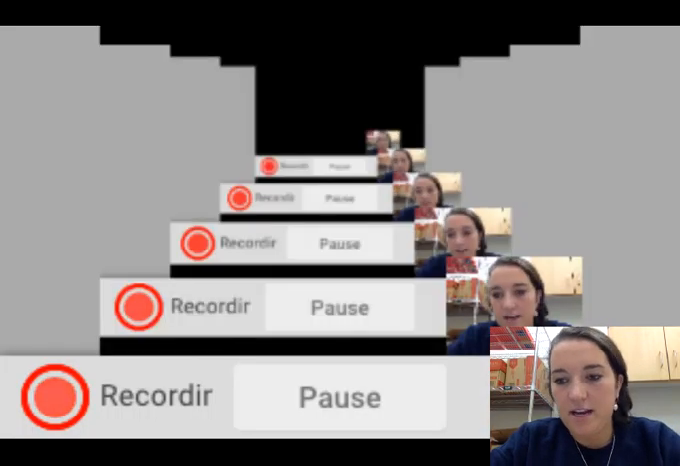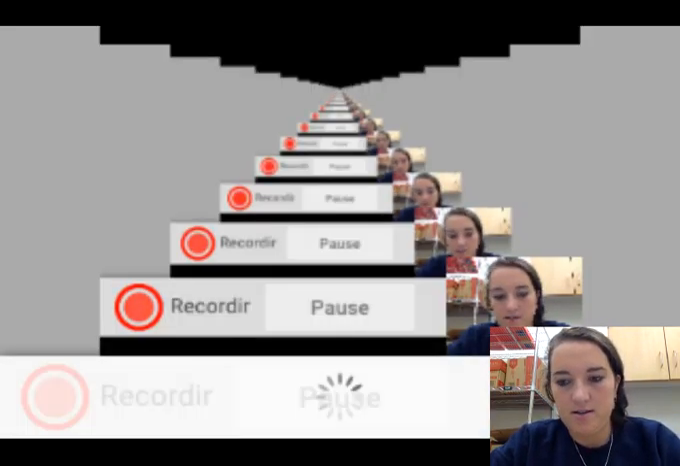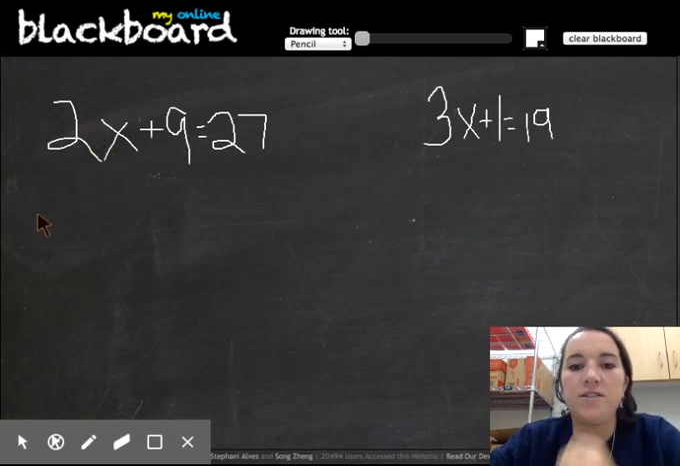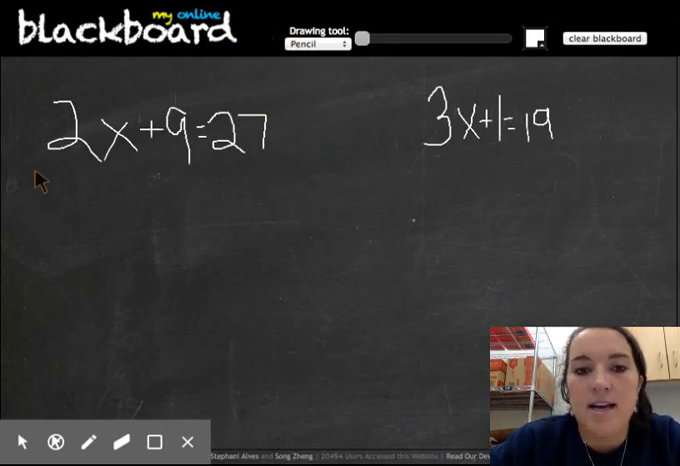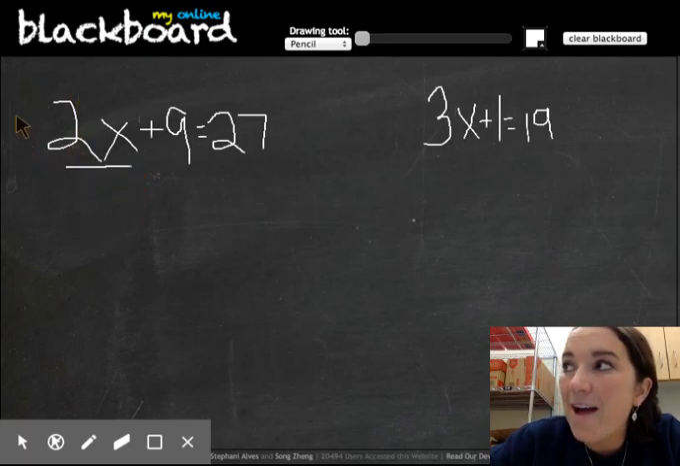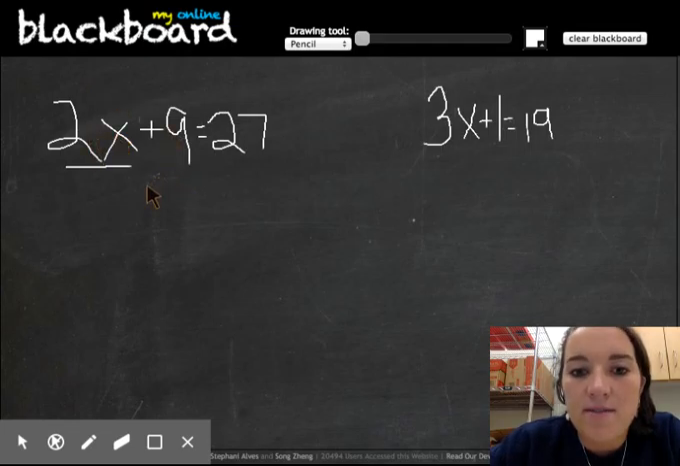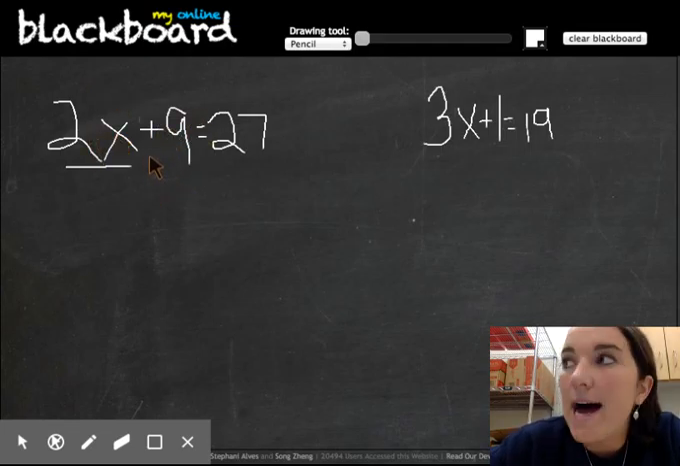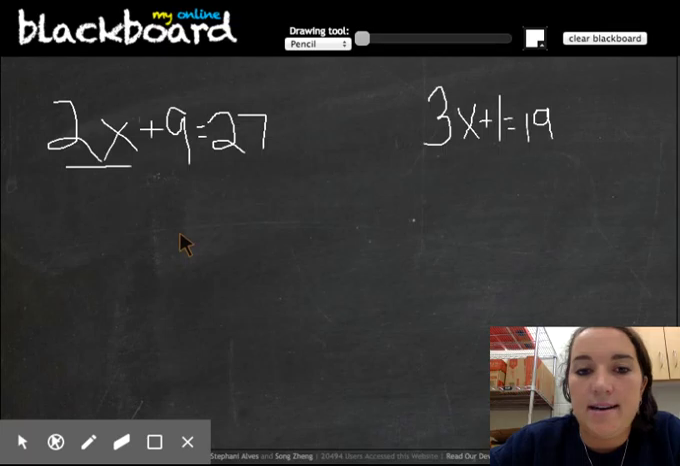Alright, so now let's look at 2 two-step equations. So the first two-step equation is 2x plus 9 equals 27. We're trying to get x by itself. So first we want to get rid of everything that's not directly next to the x. So we can get rid of this plus 9. How do I undo plus 9? I can undo plus 9 by subtracting 9.